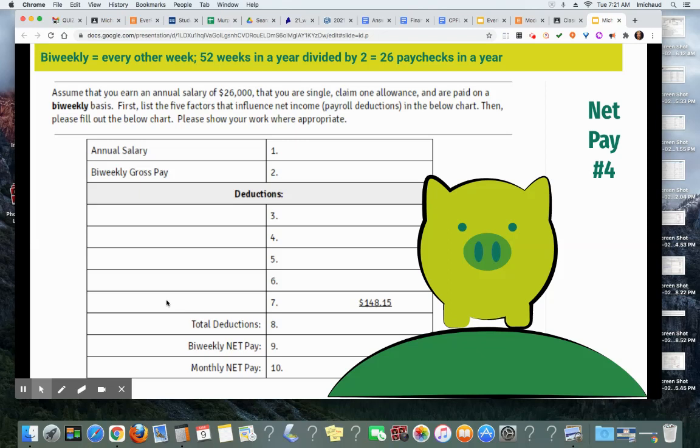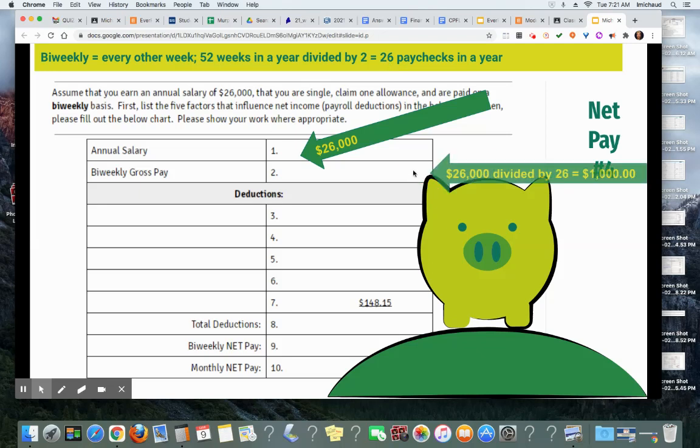Now, bi-weekly means every other week. Okay, so if there are 52 weeks in a year, you should divide that by 2, so you will get 26 paychecks in a year. Okay, let's get started in filling out the chart. The annual salary is $26,000, so please put that on line number 1. Now we need to figure out our bi-weekly gross pay, so that'll be our annual pay, $26,000 divided by 26, because you are paid bi-weekly, and therefore your answer for number 2 should be 1,000.